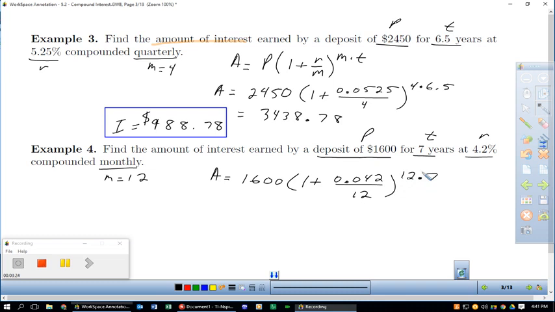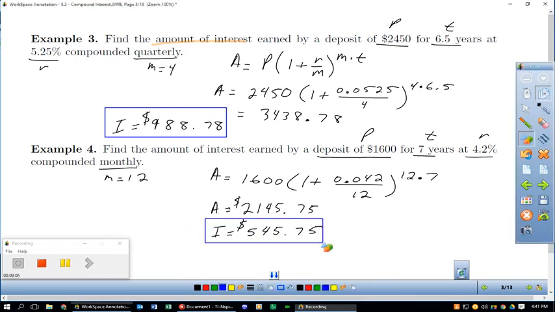By the way, if it ever does come down to it, you can actually use the TVM solver for this, a nice little tool that's on TI calculators. So our compounded amount is 2145.75. Again, rounding. Make sure you round to the nearest hundredth place. So that leaves us with an interest amount of $545.75. And since that's what we were asked for, that is our answer. It's the only answer.